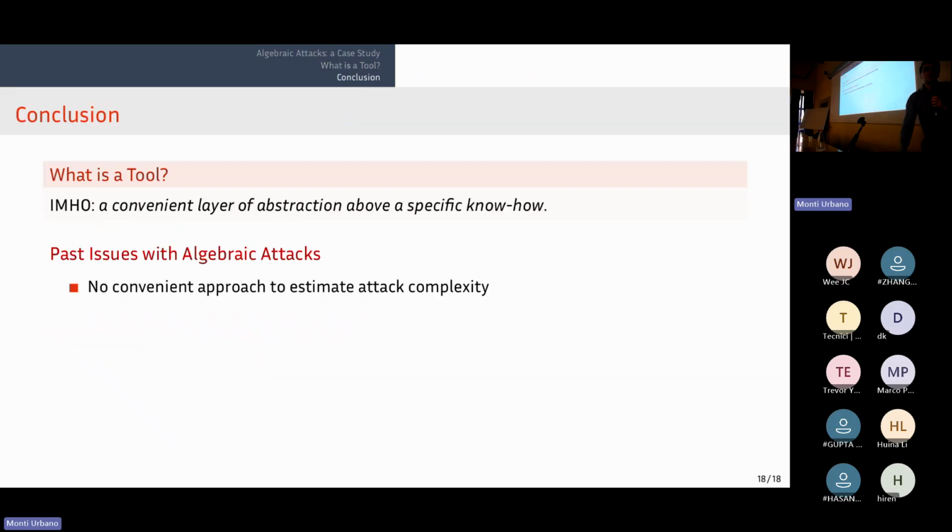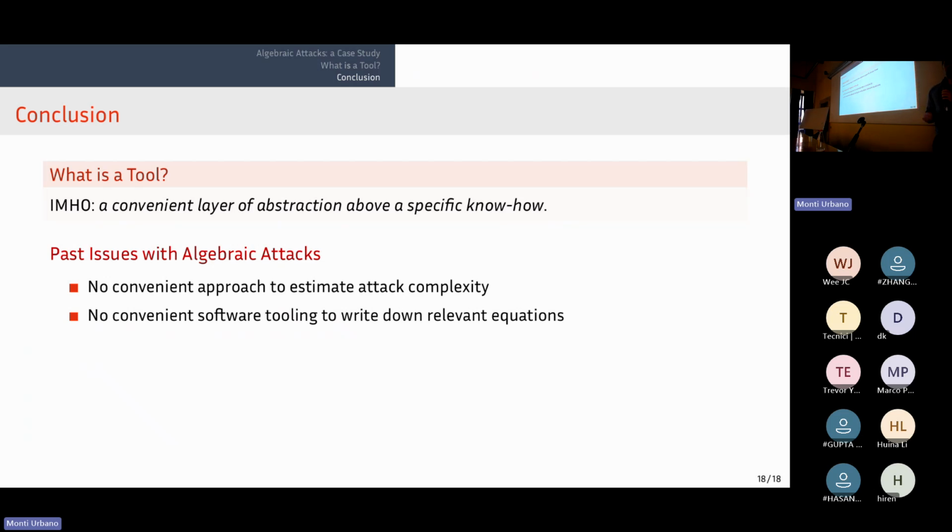And my conclusion, as I said, in my opinion, this is what a tool is. In the past, at least for algebraic attacks, we had big problems because we had no convenient approach to estimate attack complexities. So when we had our system of equations, we tried to estimate as best as we could the complexity of an attack targeting this system of equations, but our computations were completely wrong because we didn't know what we were doing, basically.